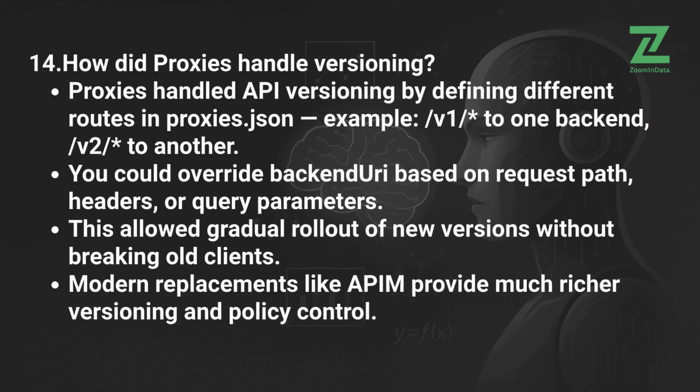How did proxies handle versioning? Proxies handled API versioning by defining different routes in proxies.json. Example: v1/* to one backend, v2/* to another. You could override backend URI based on request path, headers, or query parameters. This allowed gradual rollout of new versions without breaking old clients. Modern replacements like APIM provide much richer versioning and policy control.